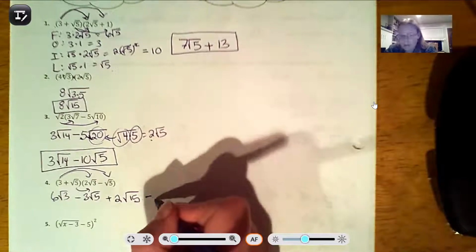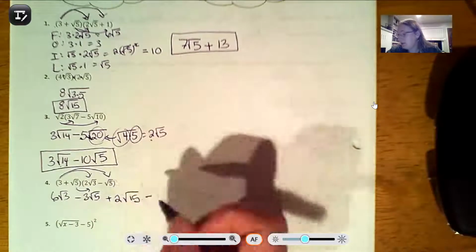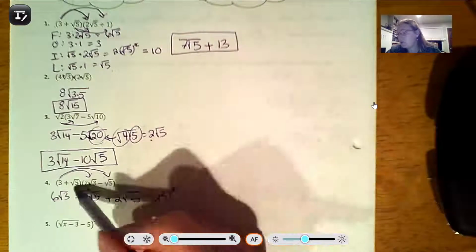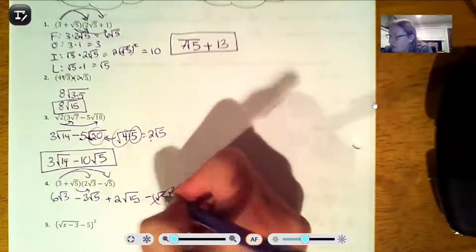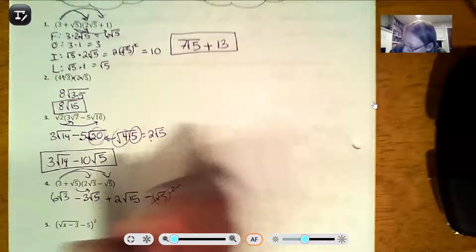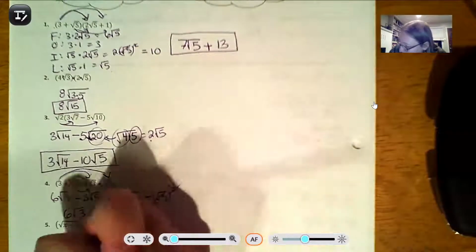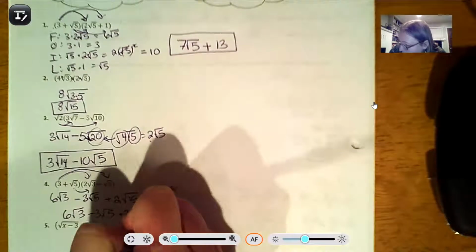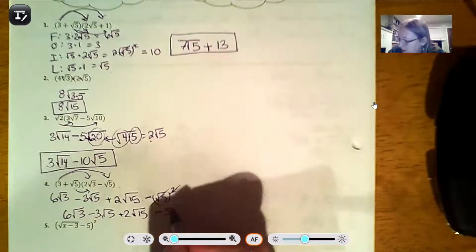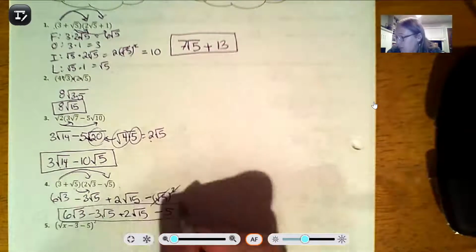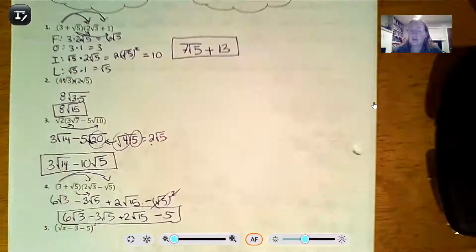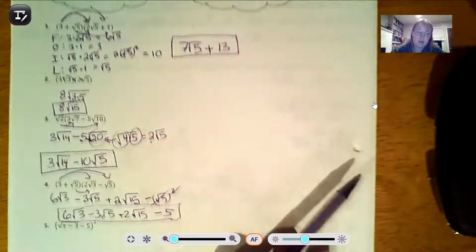So that's going to be a positive times a negative, which is negative. Root 5 being squared, they will cancel. Or you can think of it as root 25, and the square root of 25 is 5 also. So this one ends up being 6 root 3 minus 3 root 5 plus 2 root 15 minus 5. And there's no like terms, so it's those 4 terms. So this one had some terms that could be combined, this one not.